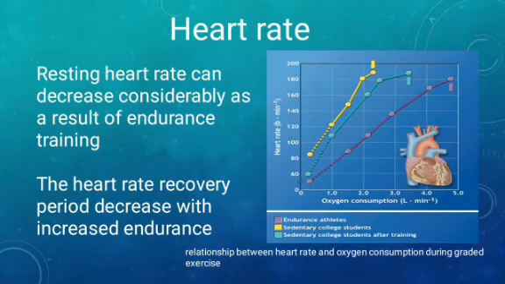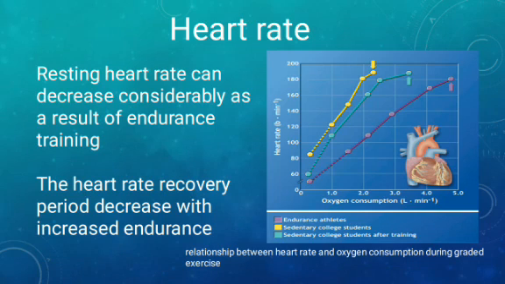Heart rate. Aerobic training has a major impact on heart rate at rest, during submaximal exercise, and during the post-exercise recovery period. The effect of aerobic training on maximal heart rate is rather negligible. Resting heart rate can decrease considerably as a result of endurance training. Highly trained athletes have a resting rate of 40 beats per minute or less.